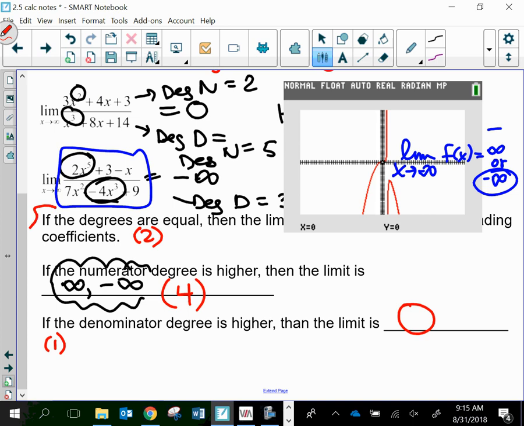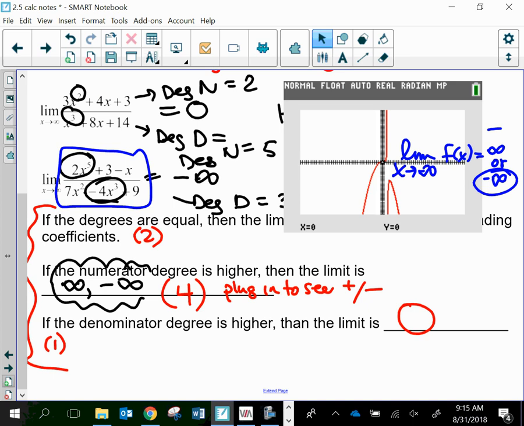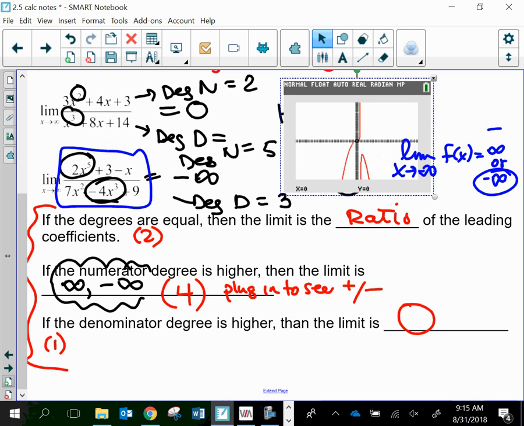If you know these 3 rules, you should be good. Okay? This one you have to plug in to see if it's plus or minus. Otherwise, it's 0, the ratio of the leading coefficients, or negative infinity and positive infinity.